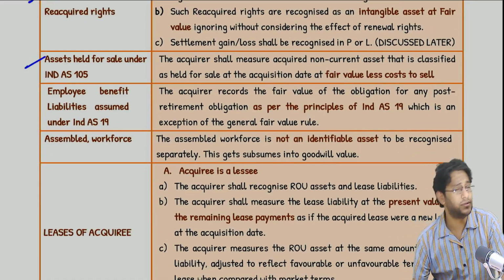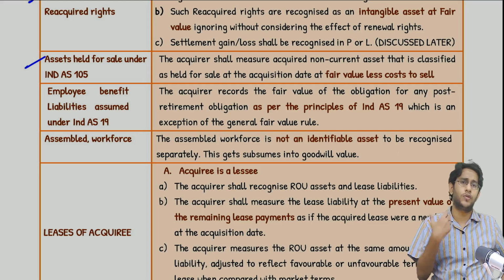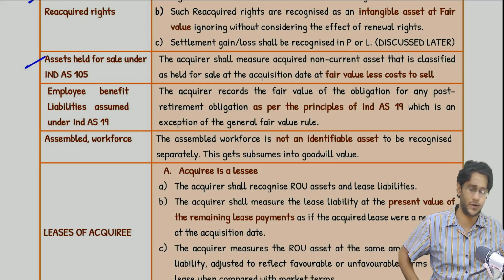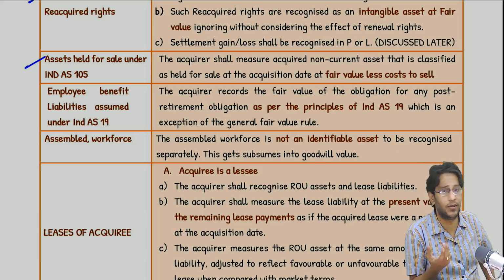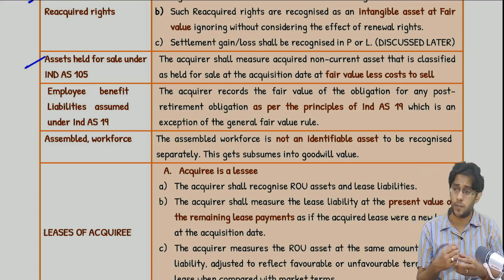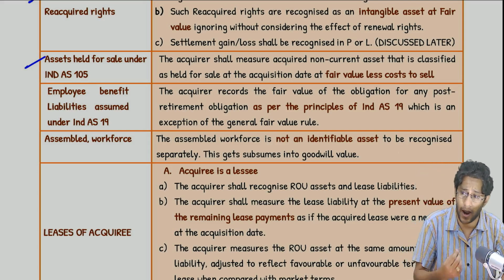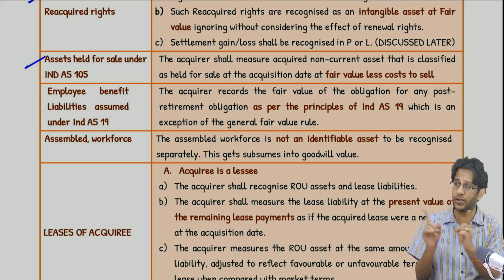Next one. The selling company has a non-current asset held for sale, which after taking over, you have also classified as non-current asset held for sale. And as you all know, Ind AS 105 non-current assets held for sale are recognized in the balance sheet at fair value less costs to sell. So you will not suddenly recognize them at fair value applying the general rule. You will continue to measure them at fair value less costs to sell. So the same Ind AS 105 principle will apply.